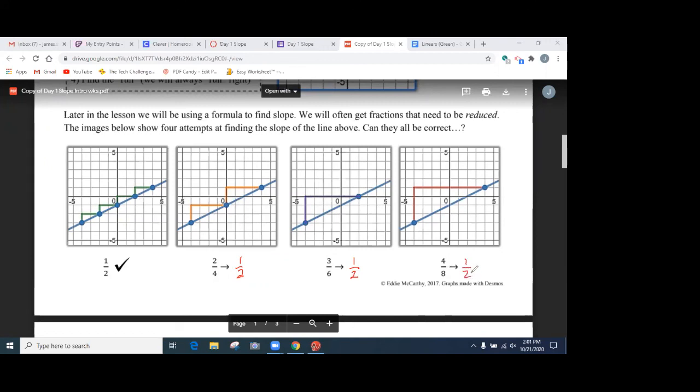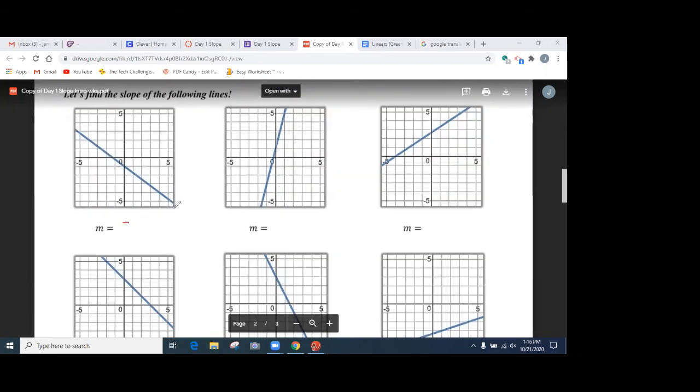So it doesn't matter what points you pick to do this from, it will always reduce to the same fraction, okay? Depending on what the slope is. So in this case, in all these lines, the slope was 1/2. So it'll always reduce to 1/2, okay? And then, of course, you'll have different slopes that will reduce to different things. All right.